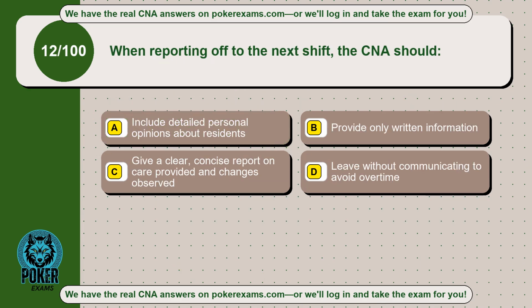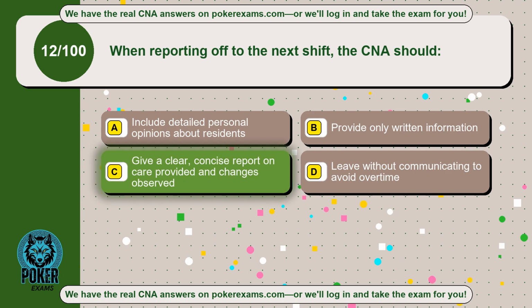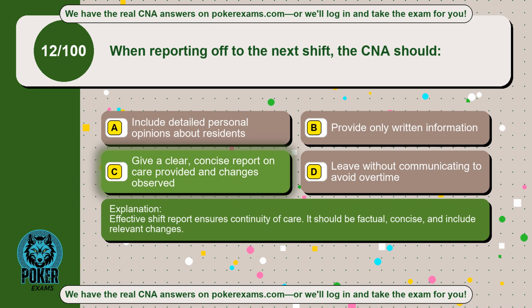Question 12. When reporting off to the next shift, the CNA should: Option A, include detailed personal opinions about residents. Option B, provide only written information. Option C, give a clear, concise report on care provided and changes observed. Option D, leave without communicating to avoid overtime. The correct answer is option C. Give a clear, concise report on care provided and changes observed. Effective shift report ensures continuity of care. It should be factual, concise, and include relevant changes.